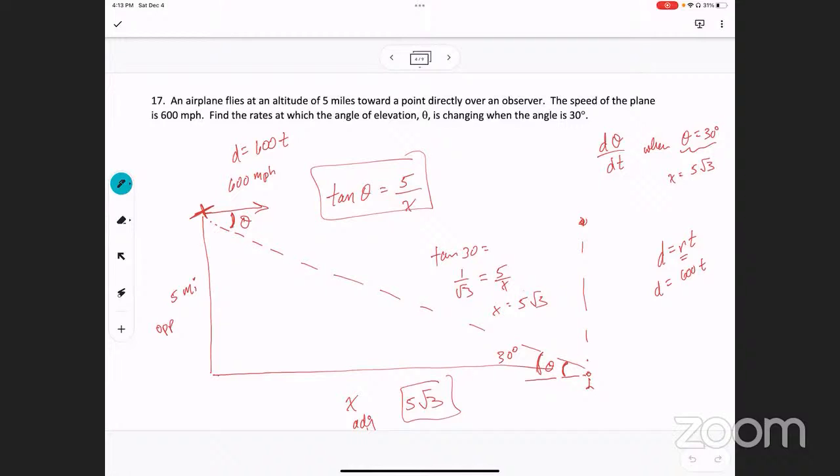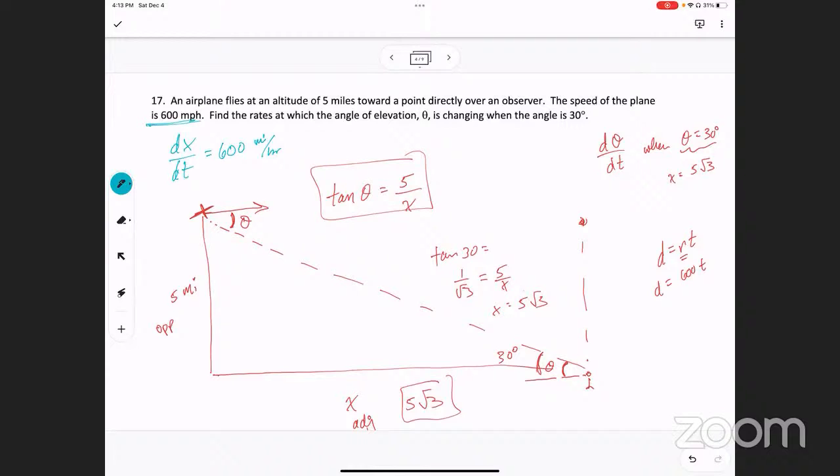Okay, so here's what I think I was doing wrong with this. I was overthinking this. The speed of the airplane is 600 miles per hour. So that means dx/dt is equal to 600 miles per hour.